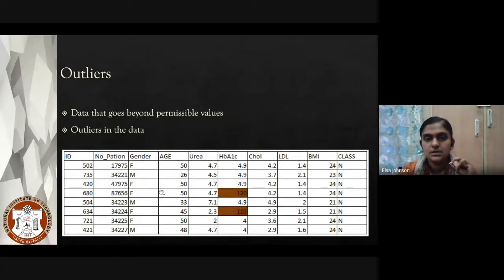Then outliers. Outliers mean data that goes beyond permissible values. Here, an example I have given, like HbA1c, usually a fit person who doesn't have diabetes has HbA1c values near 5 or 6, less than 6 is the preferred one. If you have a range of 9, 11, 12, like that, it's a very uncontrolled type of diabetes. So here, what mistake has happened during the data collection time is some people have given or recorded the fasting blood sugar instead of the HbA1c. So when compared to the HbA1c values, this one is an outlier. These two are outliers. It doesn't mean that it's wrong. It's right, but it has to be removed when you're analyzing the HbA1c.